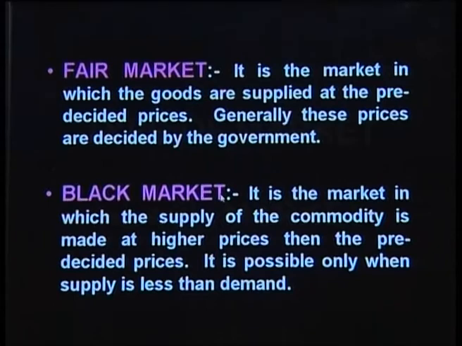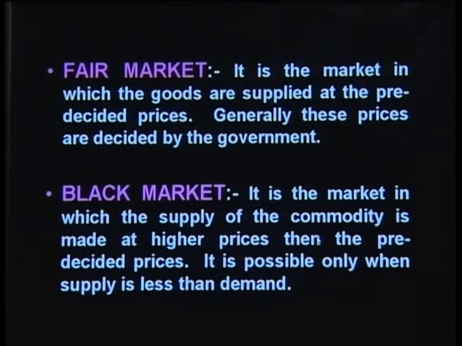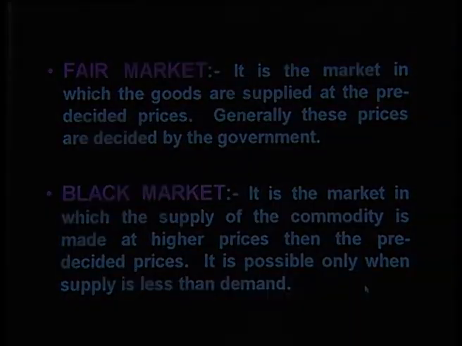On the other hand, black market is that market in which the supply of the commodity is made at higher prices than the pre-decided prices. It is possible only when supply is less than the demand.